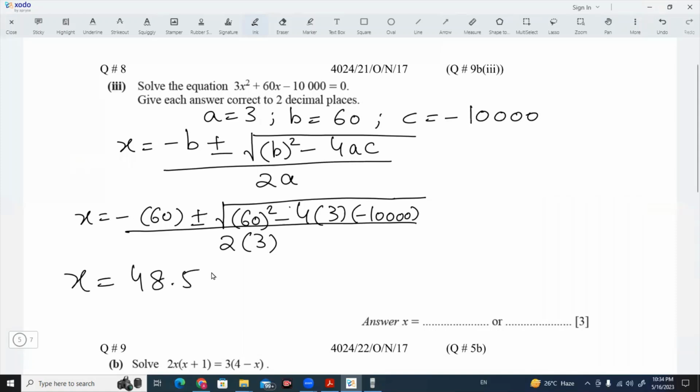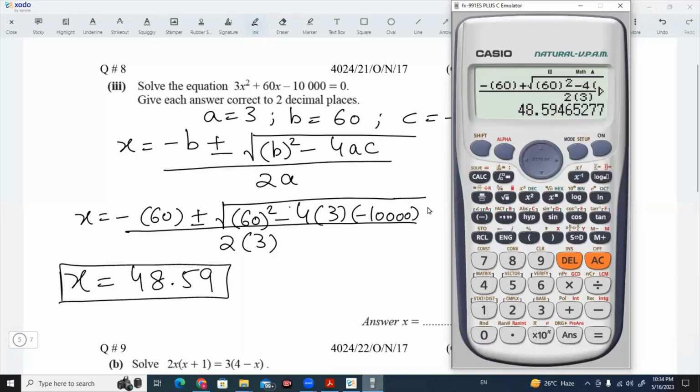48.59 is the first answer. So what about the second answer? For the second answer, we have replaced the positive sign with the negative sign in the numerator before the square root sign. So I'm bringing the cursor to that specific position, writing down negative here, pressing the equal sign, and then S-D for the decimals. So 68.59 with the negative sign.